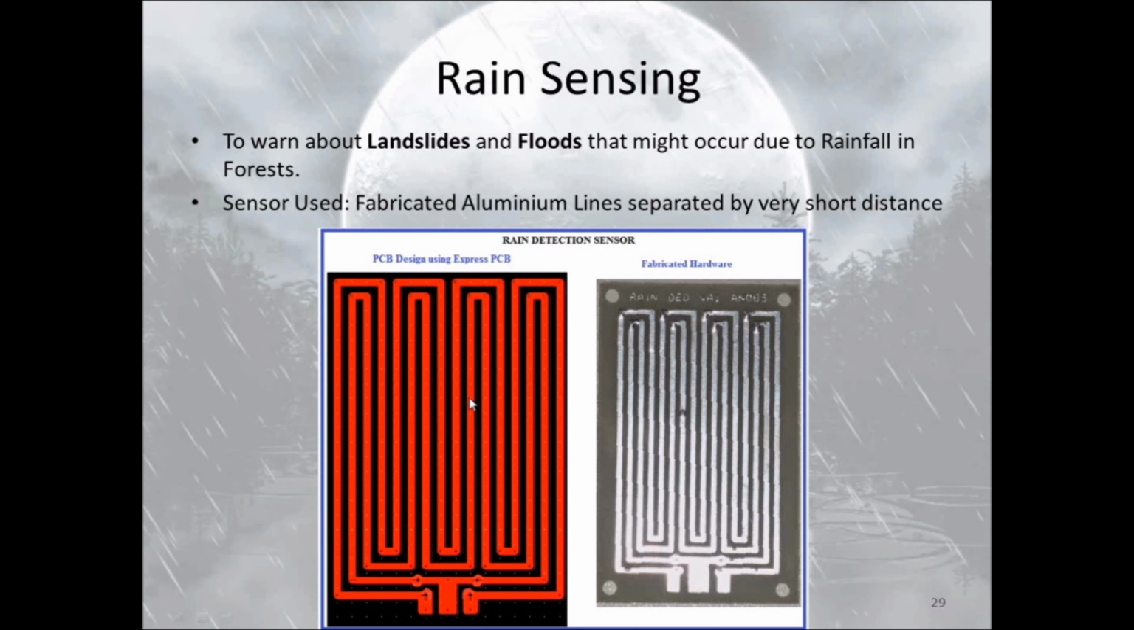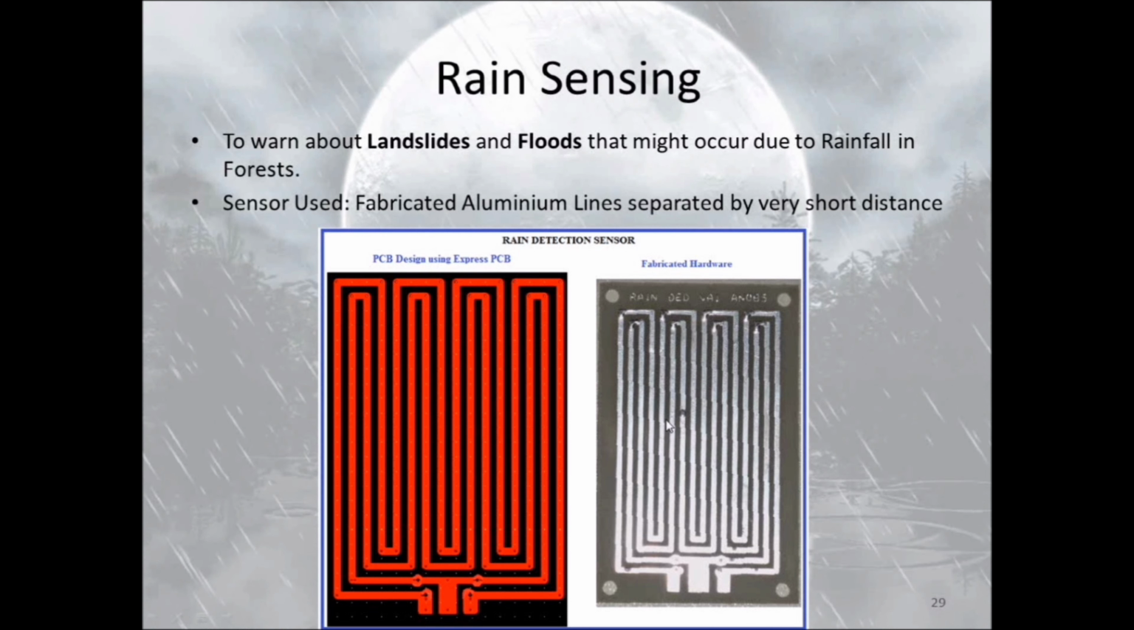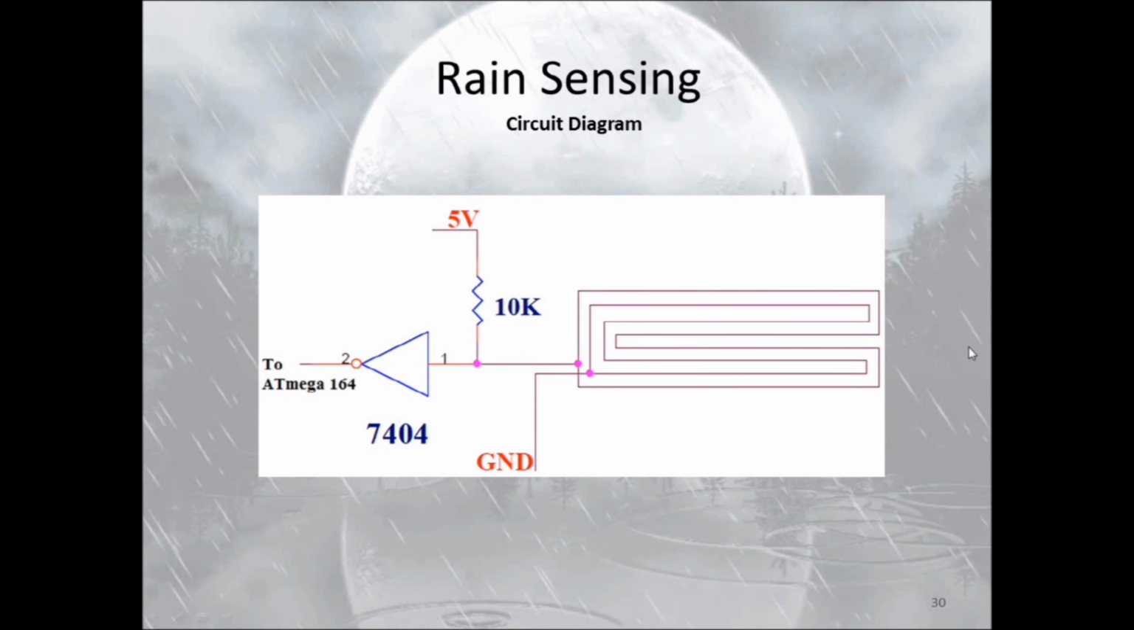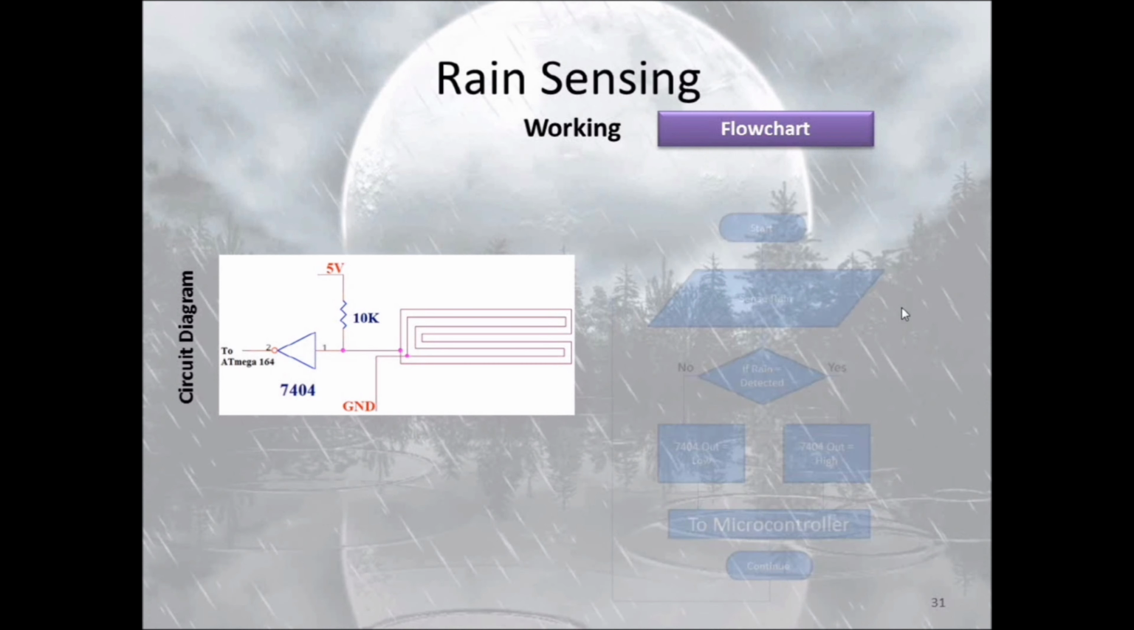At first, the rain sensor is designed with the help of Express PCB, which is a PCB designing software, and with this PCB design, we have etched and implemented the actual hardware rain sensor. This is the hardware rain sensor which we have used in our project. This is the rain sensing circuit diagram which will be used in the hardware, and it works like this.